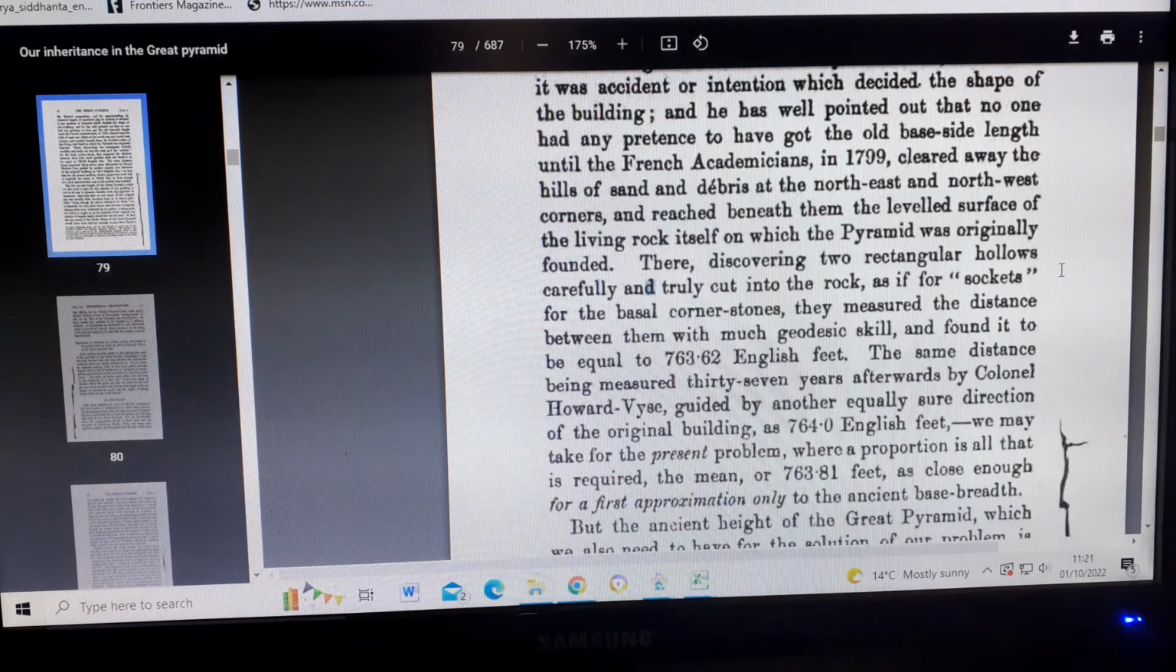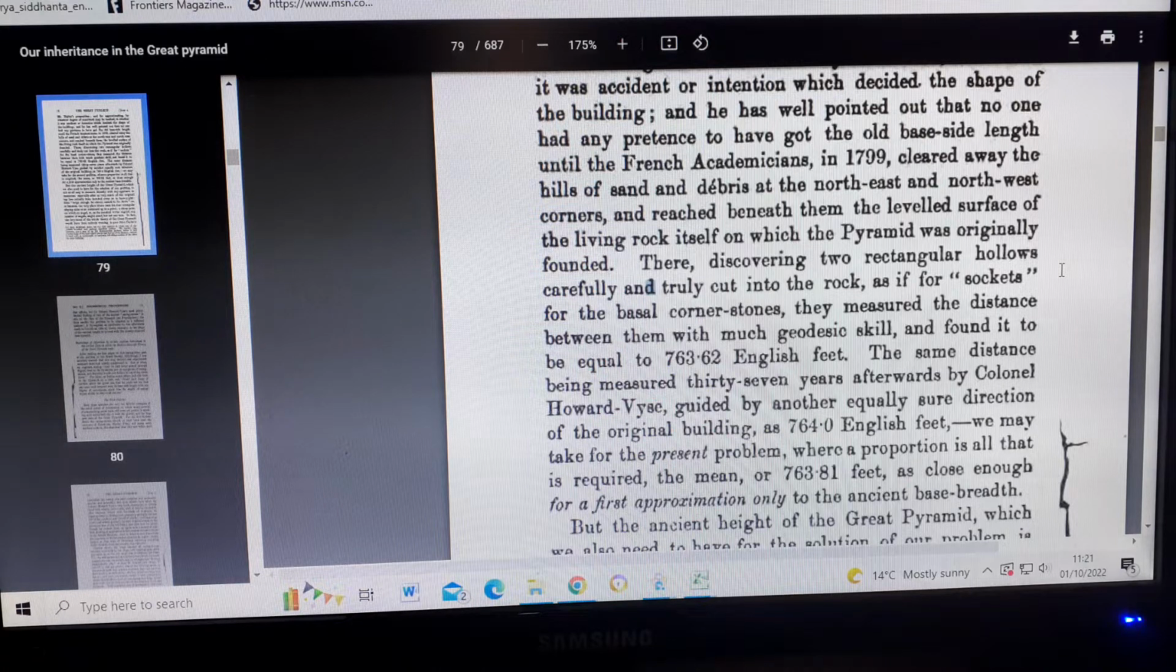We may take for the present problem, where a proportion is all that is required, the mean, or 763.81 feet. And my suggestion is that it's 763.888 feet, which gives a base length of 666.666 recurring imperial inches. And that is so close to these two measures that it's beyond argument, based on what we're going to look at.